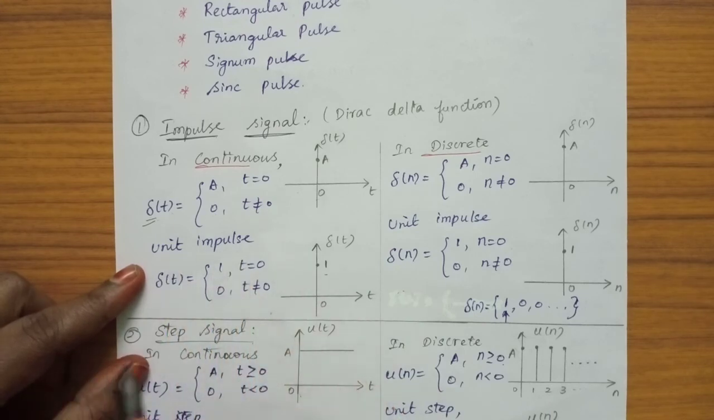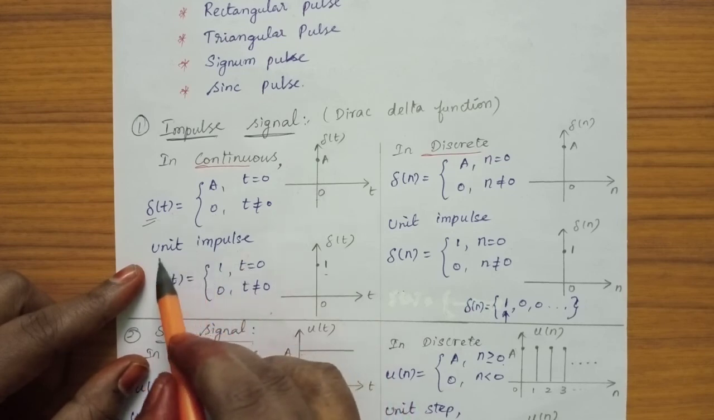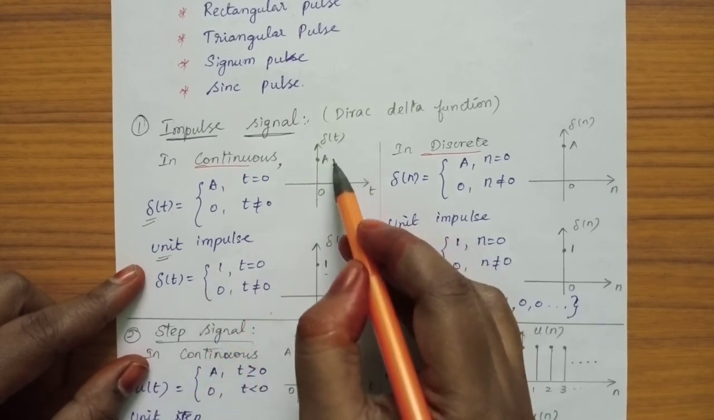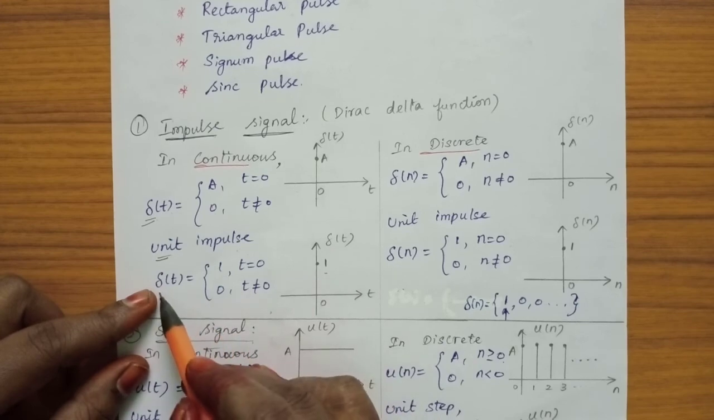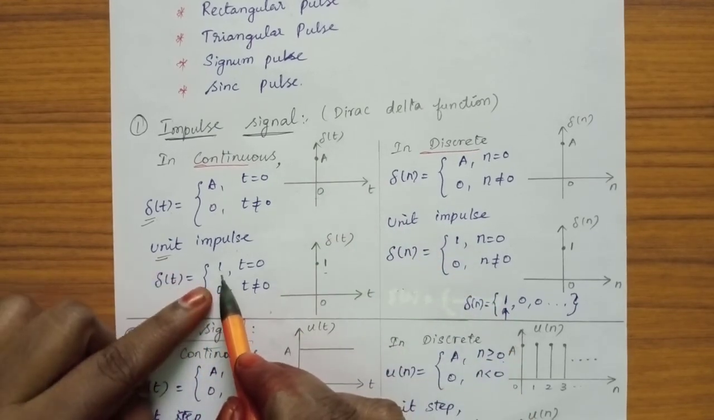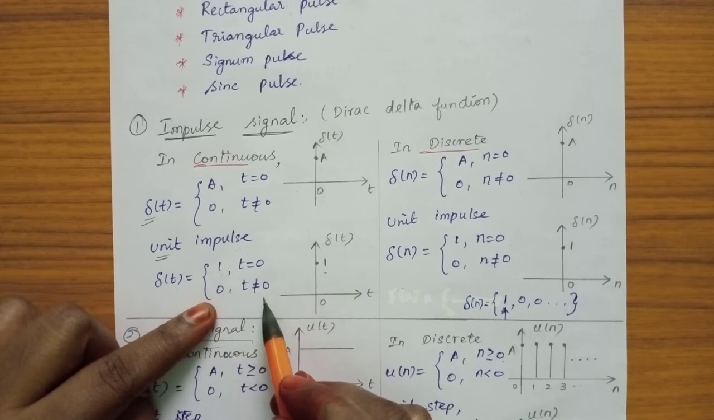Next, the unit impulse. Mostly in problems we will have the term unit impulse. The term unit means the amplitude value is 1, that is A equal to 1. So we can read it as δ(t) equal to 1 when t equal to 0, and 0 when t not equal to 0. Instead of A, the amplitude value is 1 here.